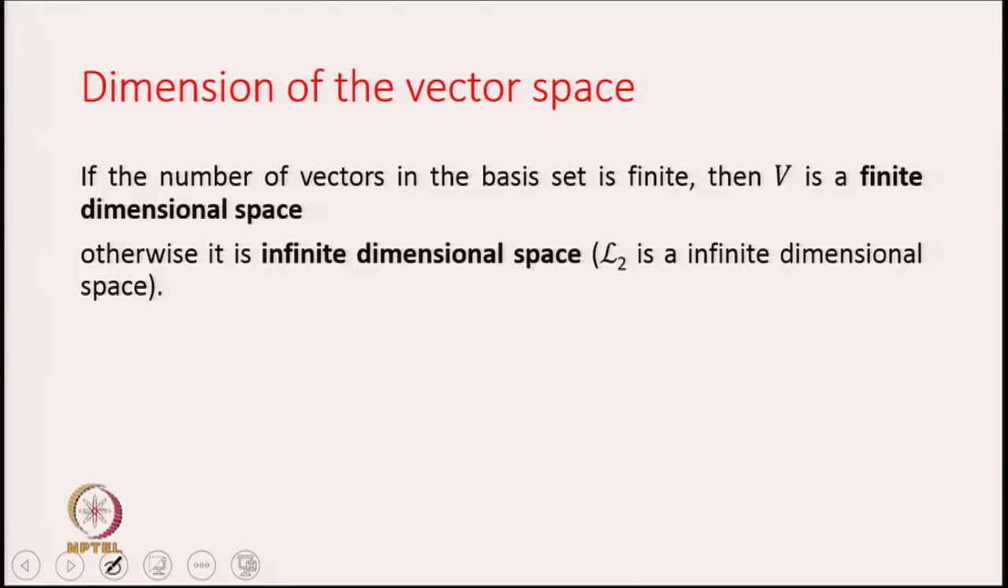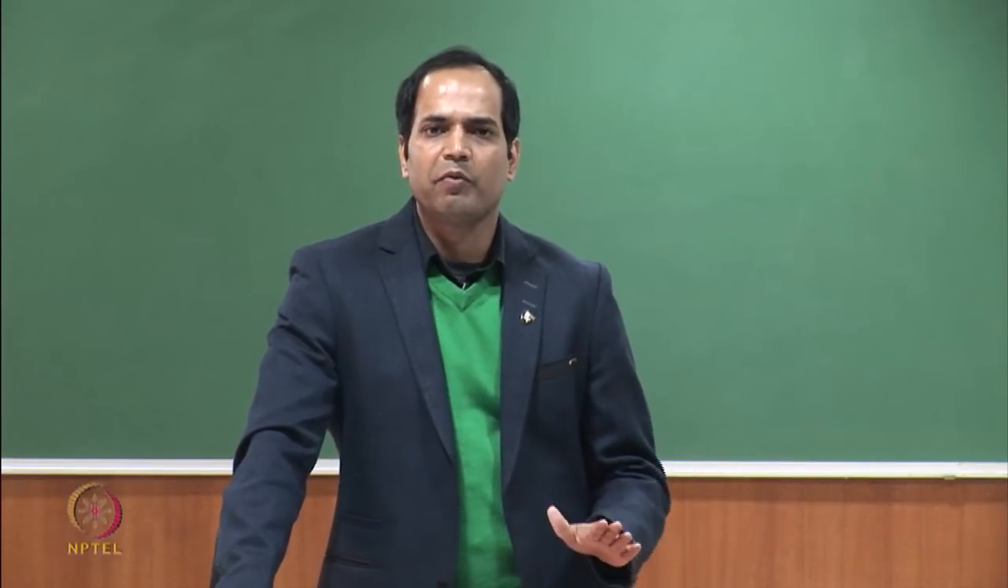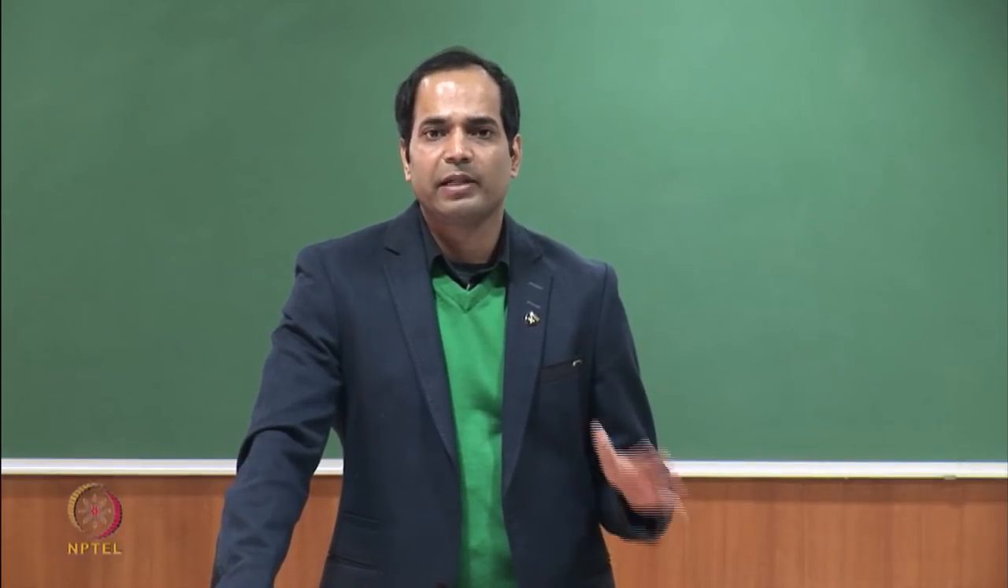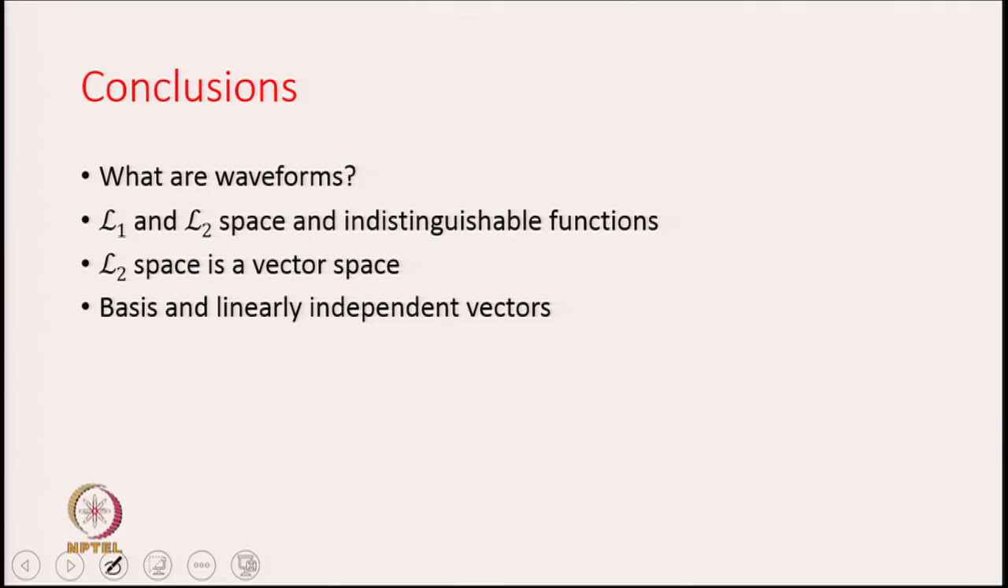In fact, the number of vectors in the basis tells me the dimension of this space. So, if the number of vectors in a basis set is 10, then we say that the vector space is of dimension 10. If the number of vectors in the basis set is finite, of course, it is a finite dimensional vector space. If the number of vectors in the basis set is infinite, we call this an infinite dimensional vector space. Okay. So, we have come to the conclusions of today's lecture.